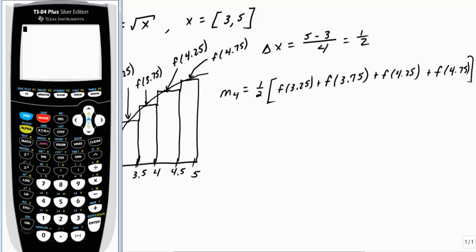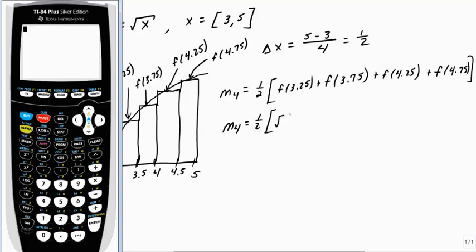Now, we know that that would find the area of the entire region with the M4 approximation. Now, what are all these f of 3.25, f of 3.75? Like we discussed earlier, it's the height of the curve at that point. This curve is the square root function. So M4 is going to be 1/2 times the group.